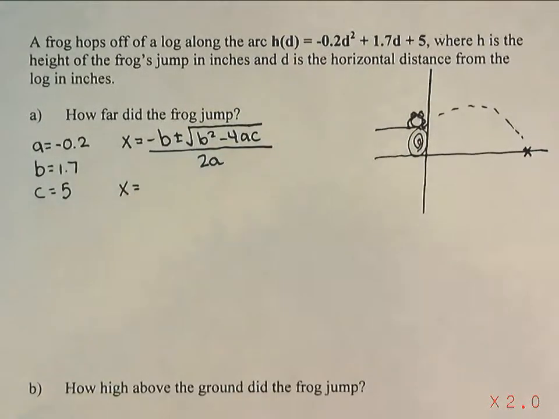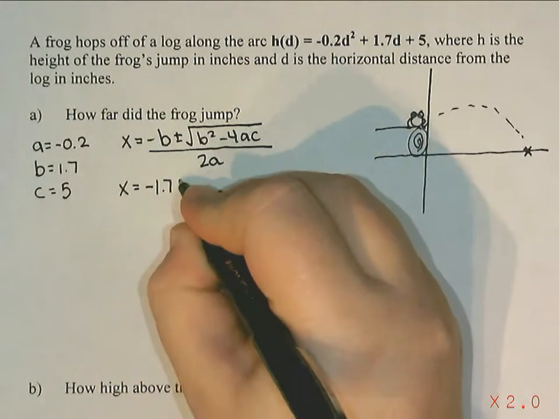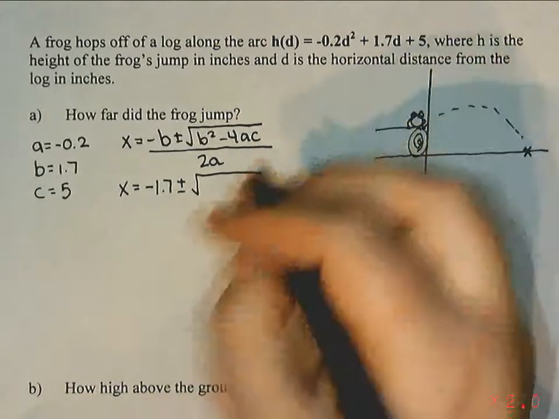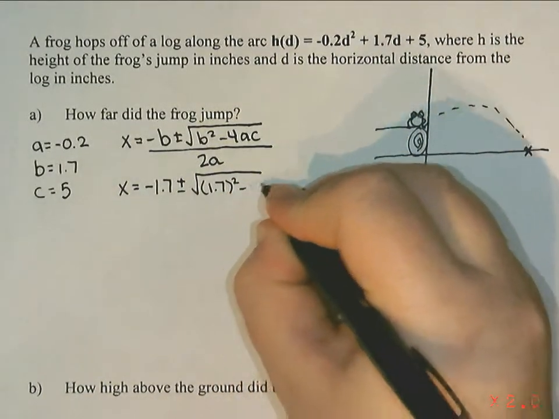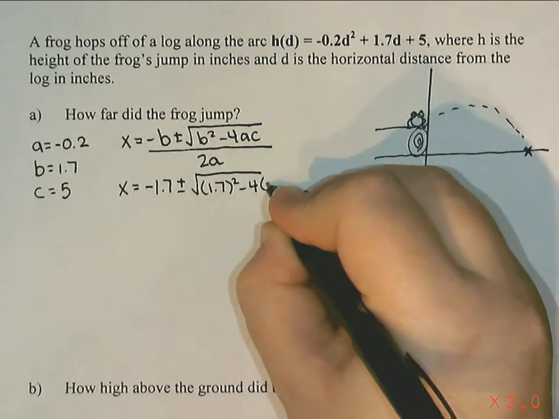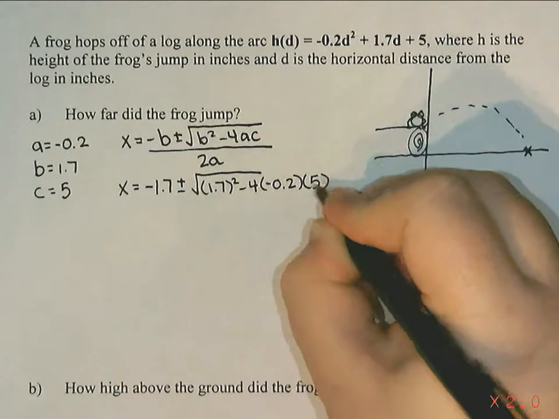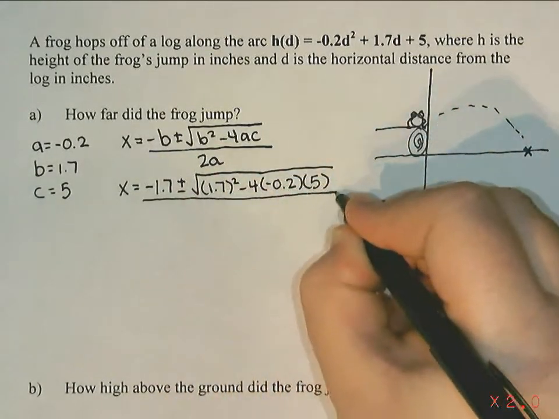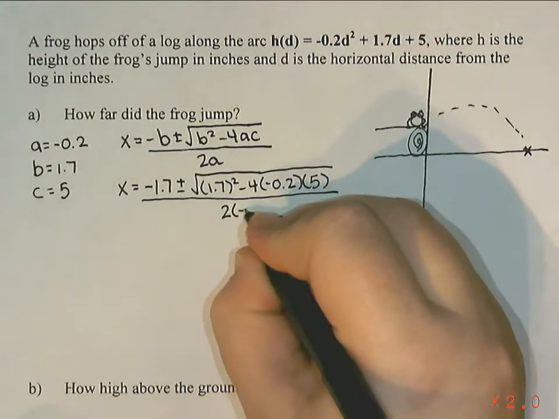So b is 1.7, so negative b is going to be negative 1.7 plus or minus the square root of b squared, so 1.7 squared, minus 4 times a, which is negative 0.2, times c, which is 5. And that's all divided by 2a, so 2 times negative 0.2.